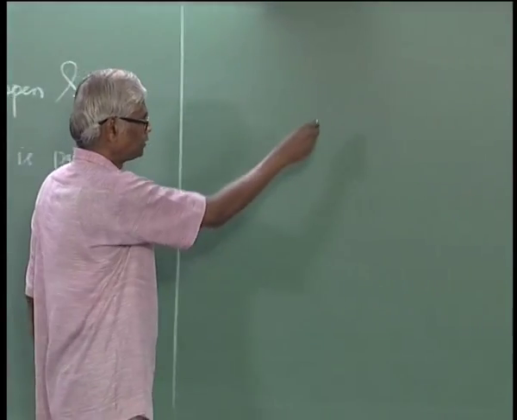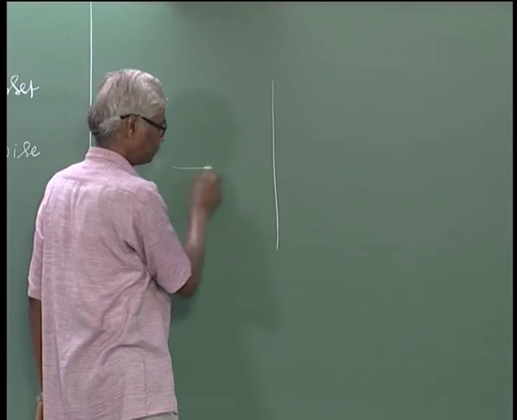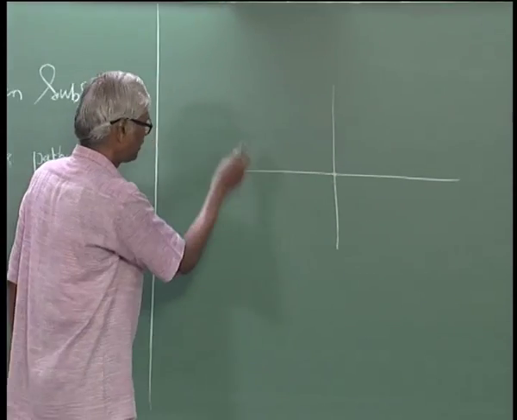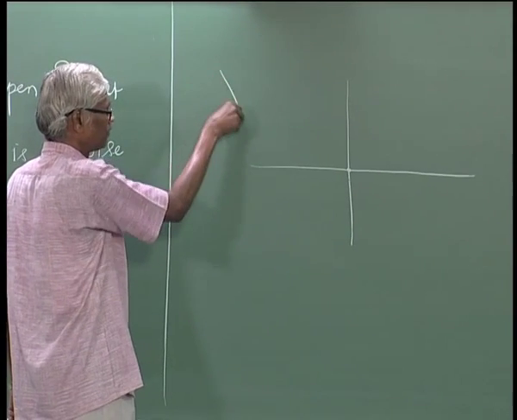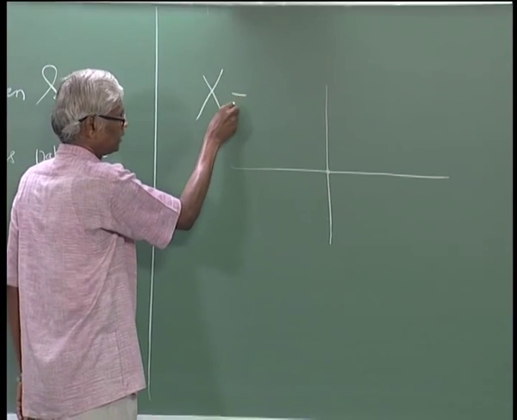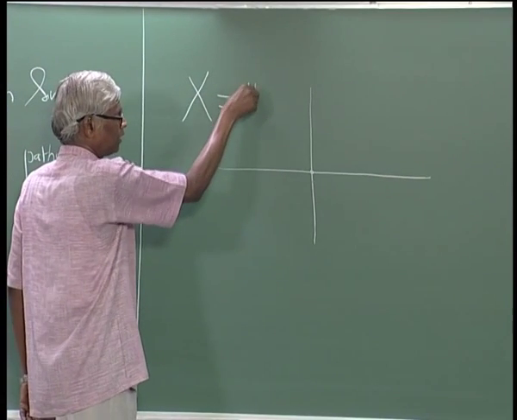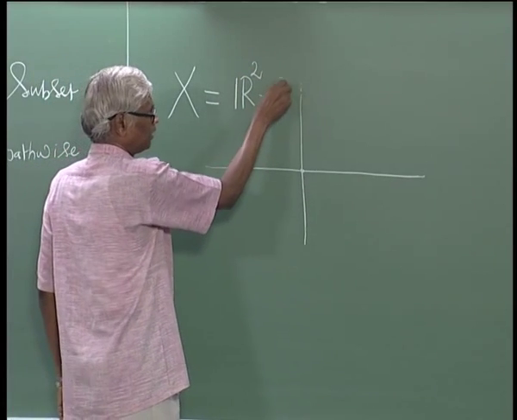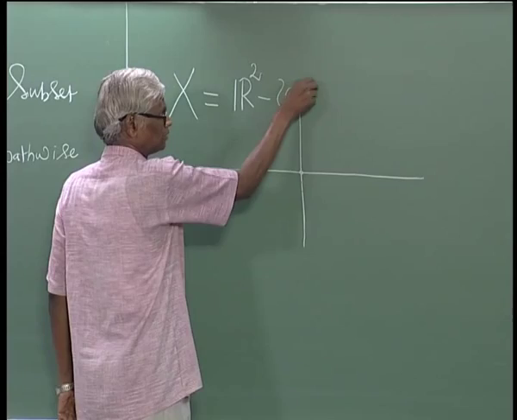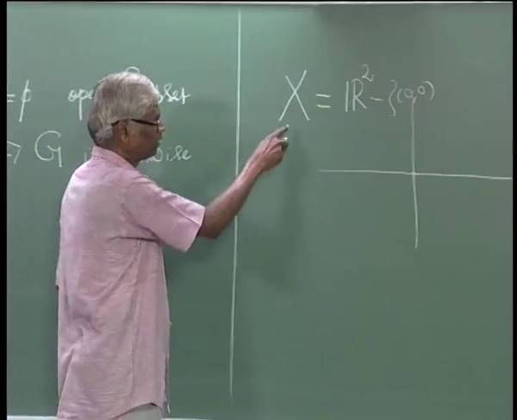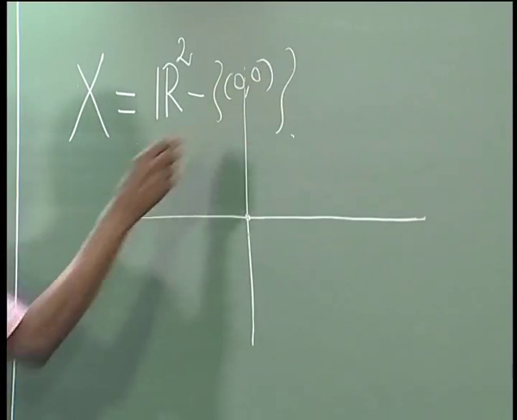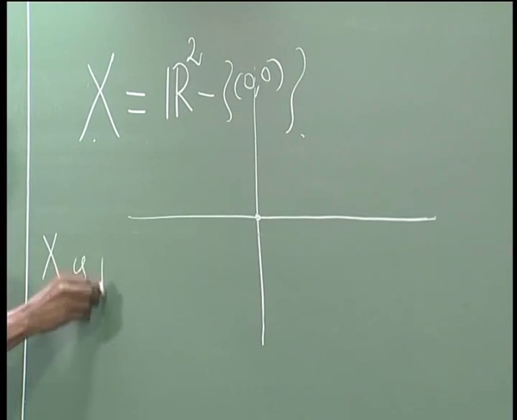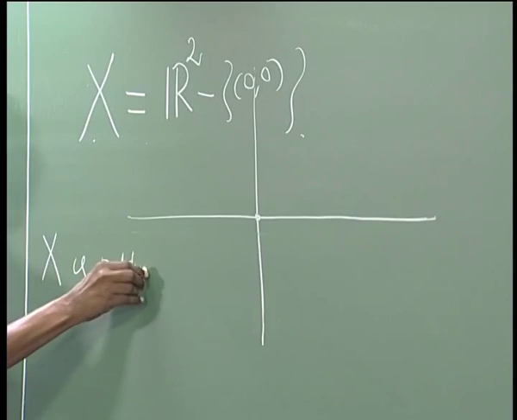If we take R2, we remove the point origin, that is we have our X, either you call it complex plane or R2, from there remove origin, then it is obvious that in fact X is pathwise connected.